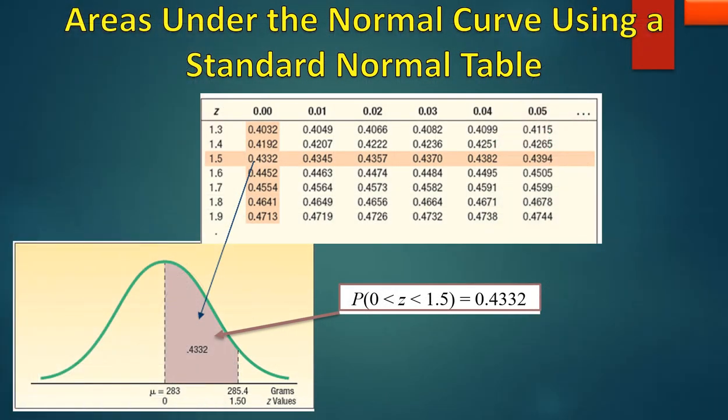So the first table, in fact, gives the probabilities between 0 and a value of z, like here in this case, which is 1.5. And as you know, 1.5 could be written as 1.50. So when we need to find this area which is subtended by the curve between 0 and the value 1.5, we need to find the intersection between the row containing 1.5 and the column containing 0.00. So here the value of this probability is 0.4332.